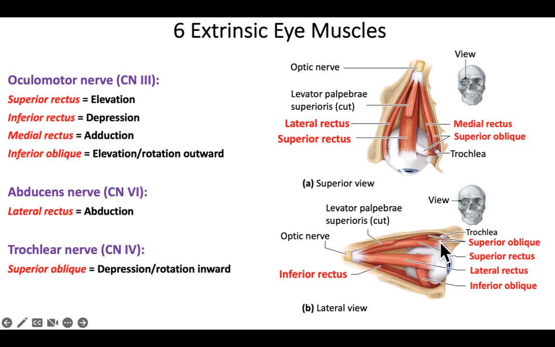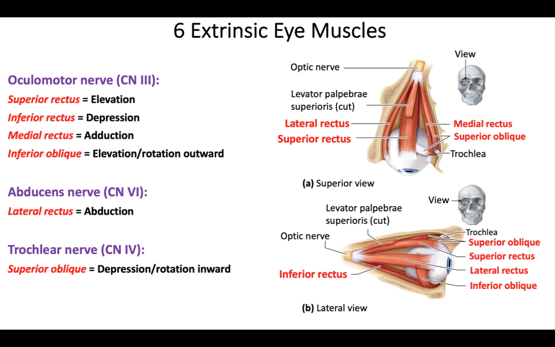And I'll point out the trochlea, which is this little pulley that this muscle uses. So notice that this superior oblique comes from way back here at the optic nerve, goes through that little trochlea, and then angles back onto the eyeball. So there's that oblique angle. The inferior oblique is on the bottom. Again, it runs on an angle. So those are your 6 extrinsic eye muscles.